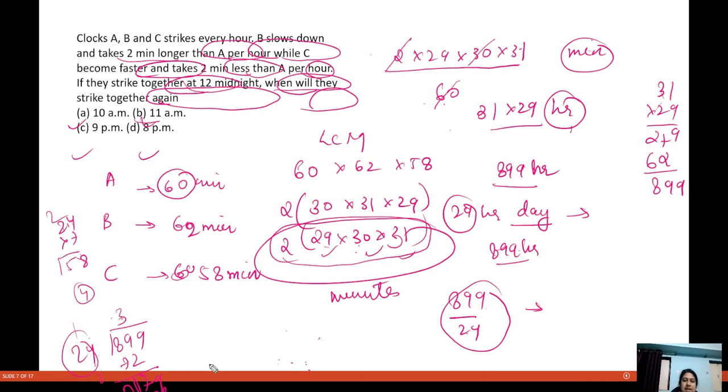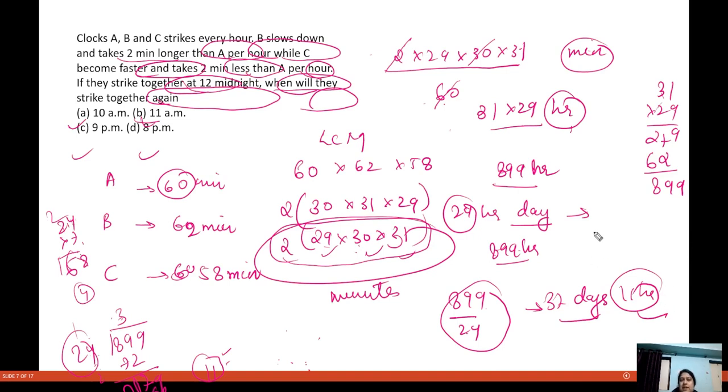Okay, how much is left? 11 is left. 4 7s are 22 and this is 168, so 11 is left. So you have 37 days and 11 hours. Okay, so after 37 days and 11 hours they are going to strike again together.